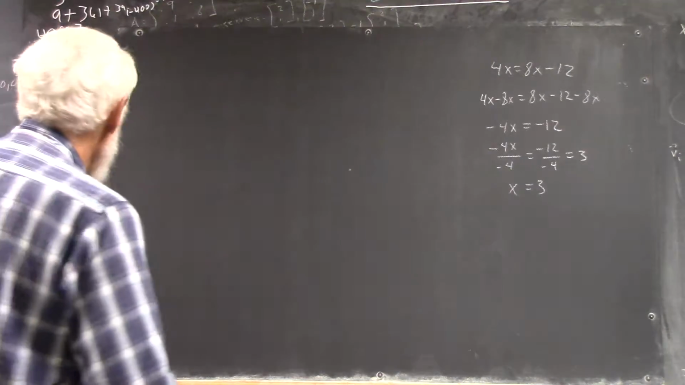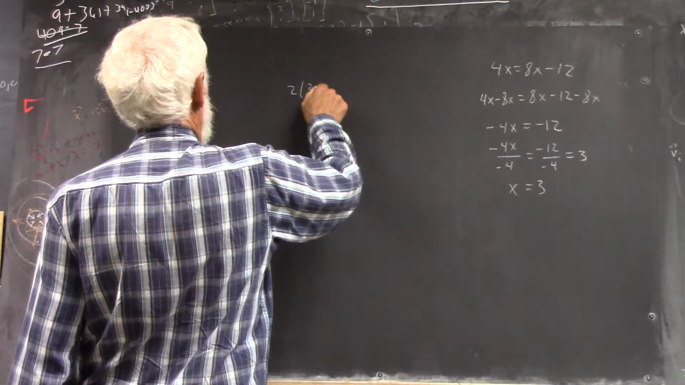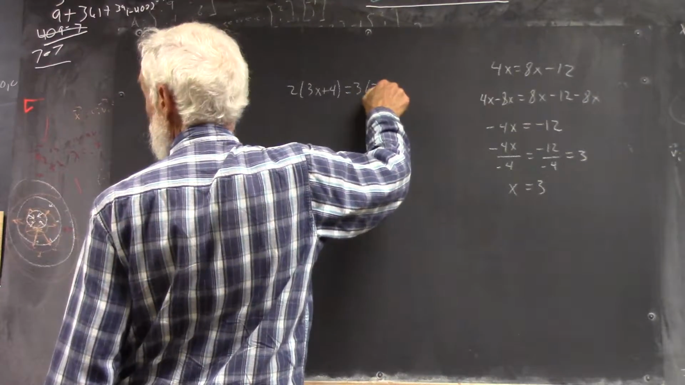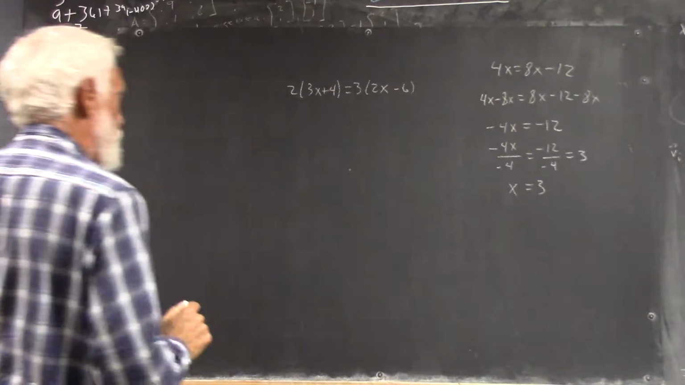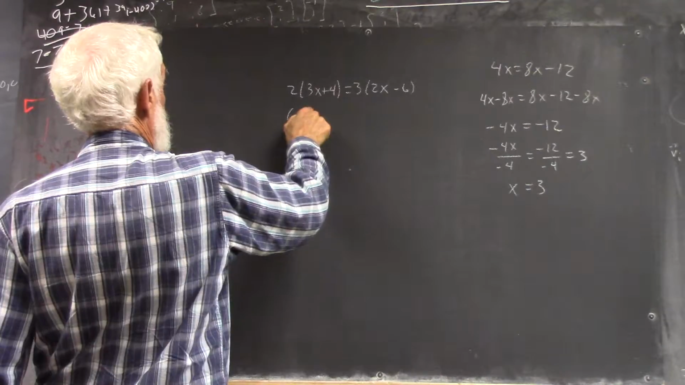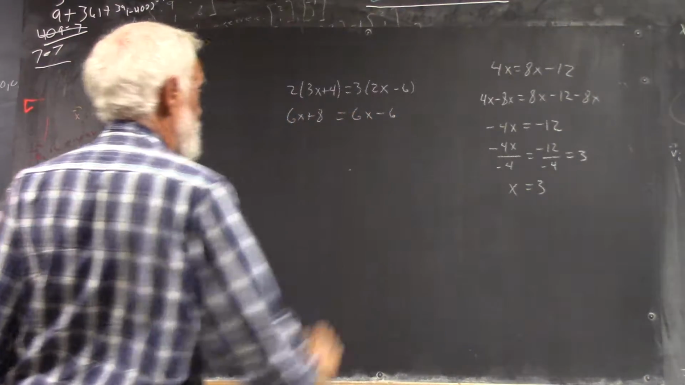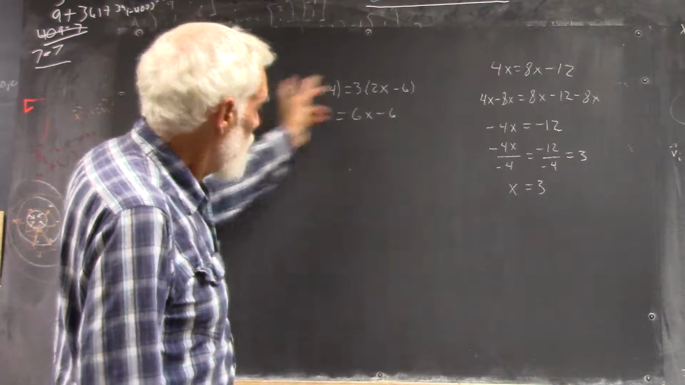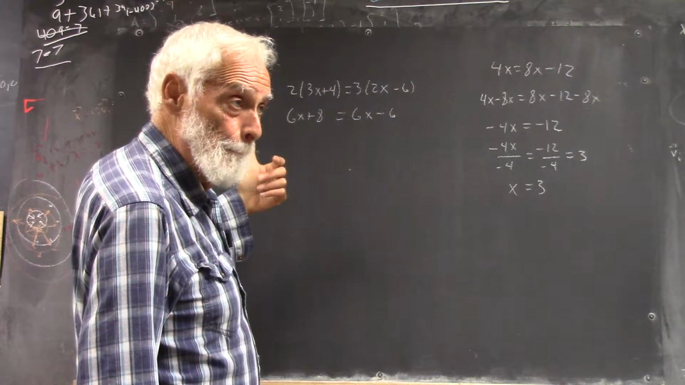Okay. So the next equation I wrote down was 2 times the quantity 3x plus 4 equals 3 times the quantity 2x minus 6. Okay? So when we multiply out using the distributive law, we get 6x plus 8 equals 6x minus 6. So what are we going to do now? Well, we want the numbers over there. We want the terms with x on them over here, right?